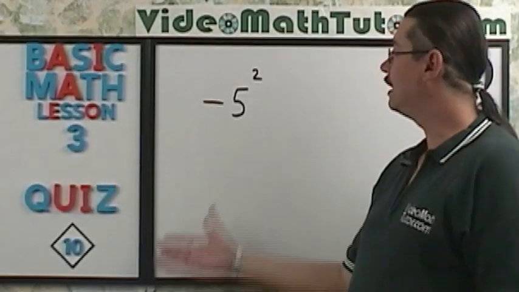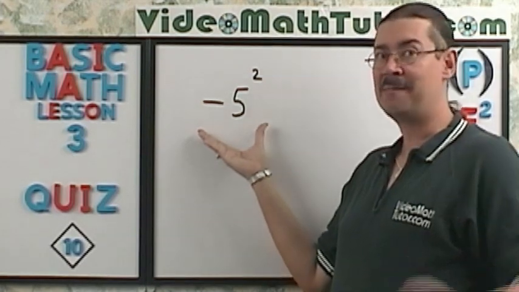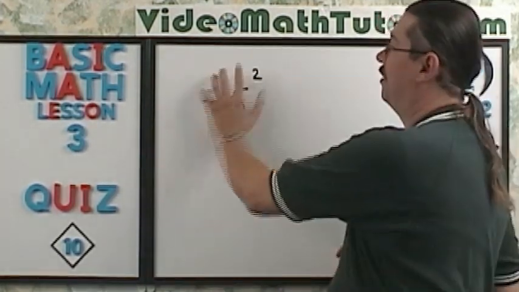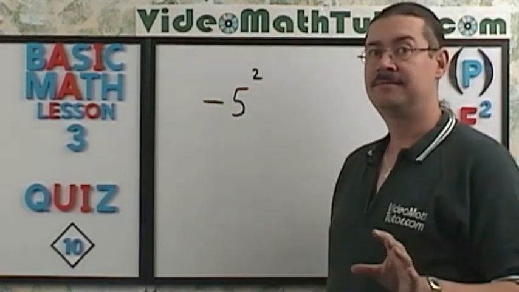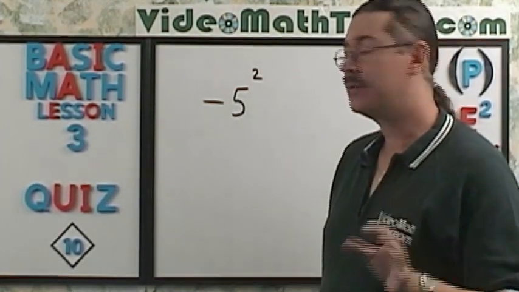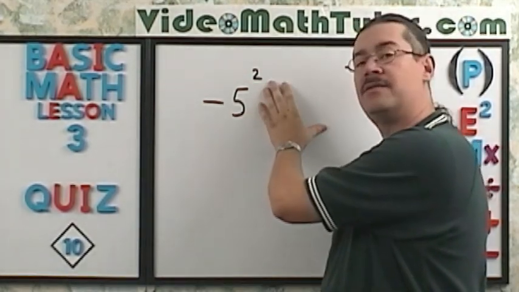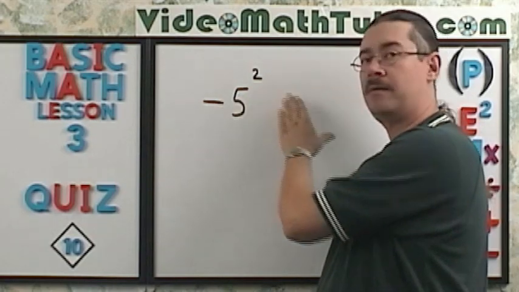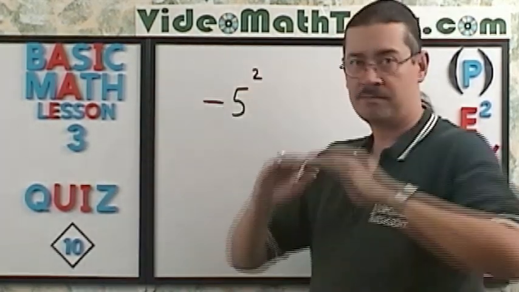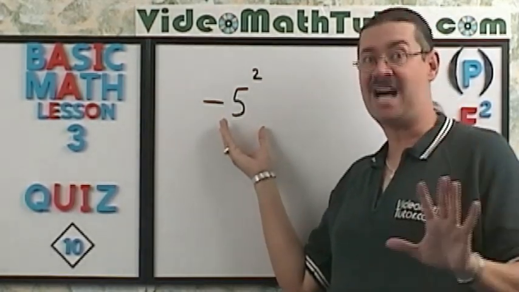Question 10 asks, what is the base of this expression right here? A lot of people would say, oh, it's -5, because that's on the bottom, and the 2 is on top, so that must be the exponent. Well, no. We talked about this earlier. Just the 5 is being raised to the 2nd power. If the negative were also being raised to the 2nd power, this would have been encompassed within a set of parentheses. So to answer this question, the base is just 5.